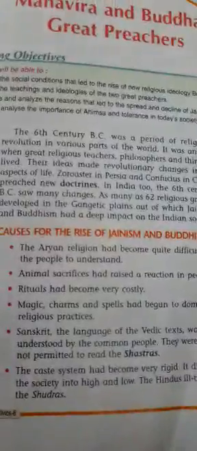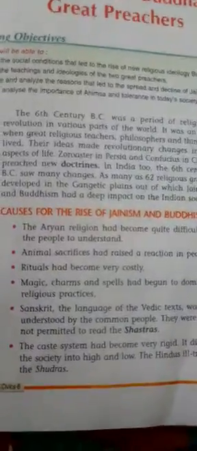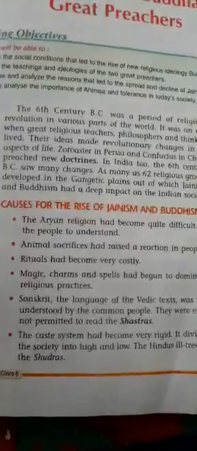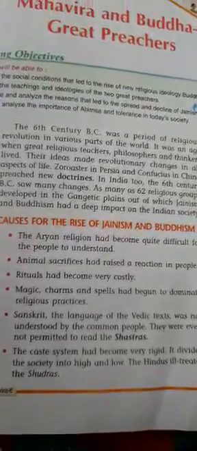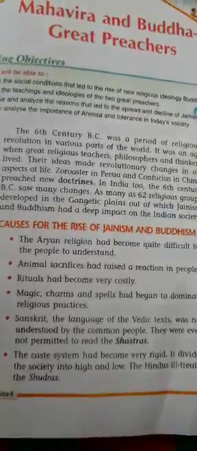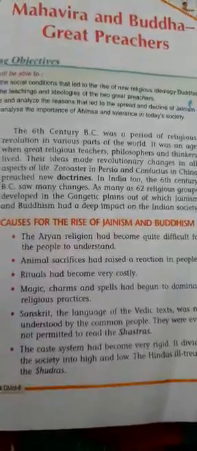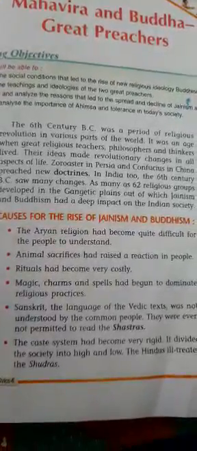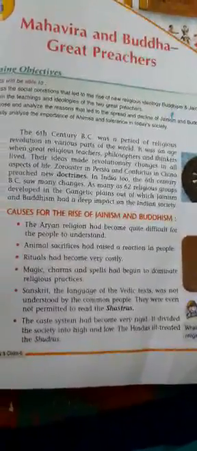Next, all the rituals had become very costly, for example the marriage ceremony and naming ceremony. To perform these rituals became very costly, so common people were not able to afford them. Next, magic, charms, spells, or black magic became very popular and started to dominate religious practices.